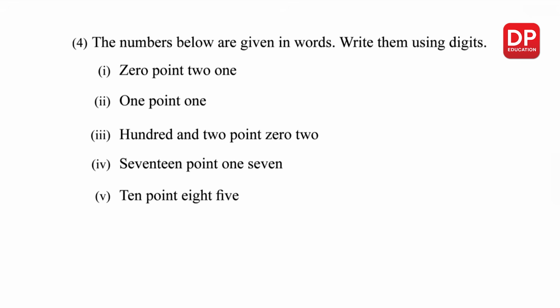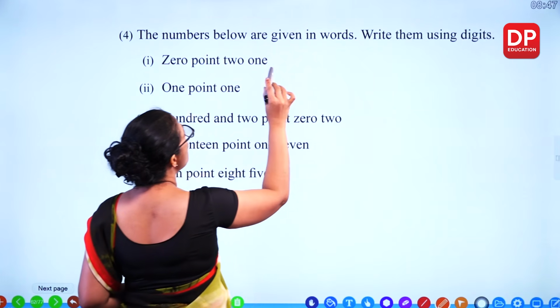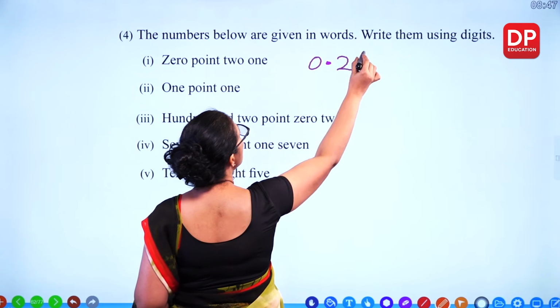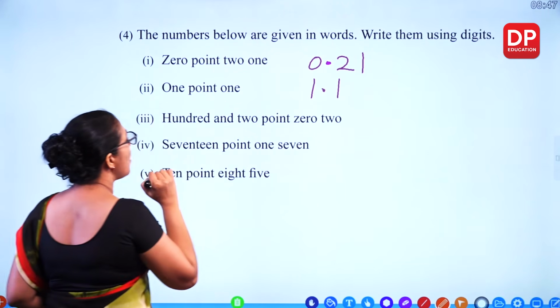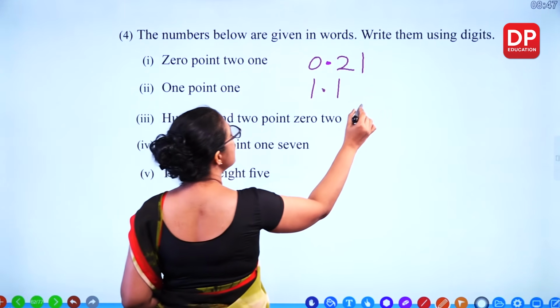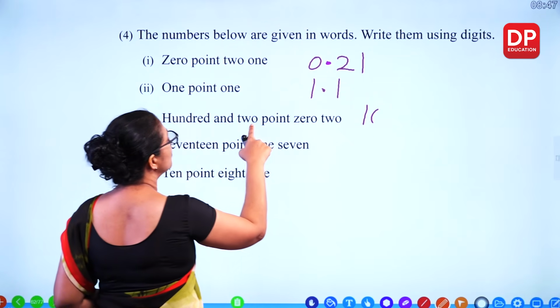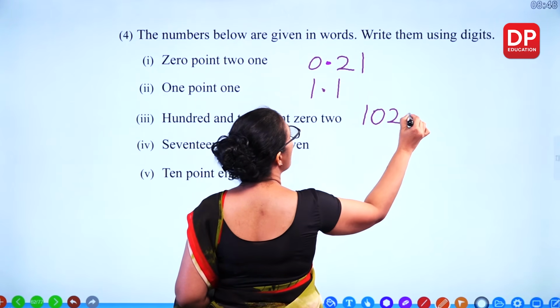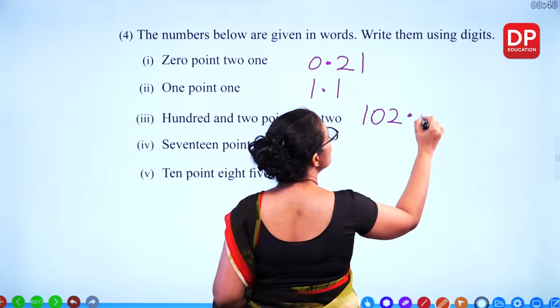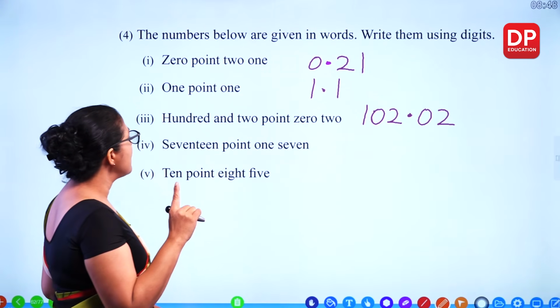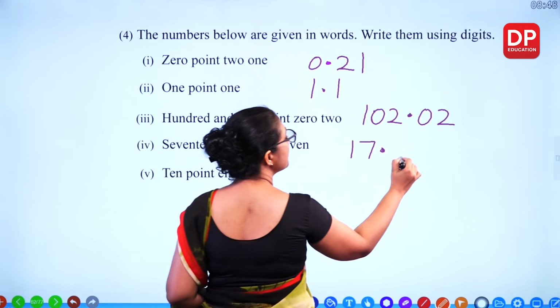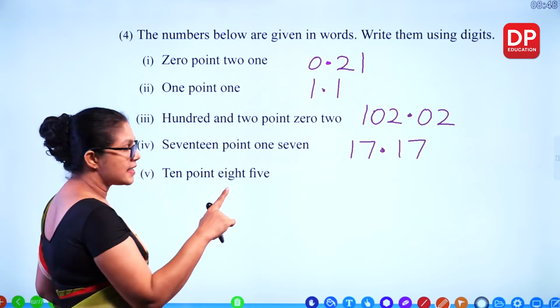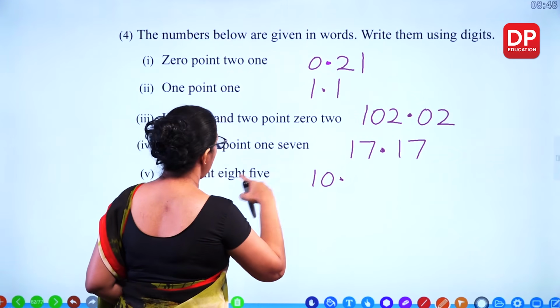The numbers below are given in words. Write them using digits. 0.21. 1.1. 102.02. 17.17. 10.85.